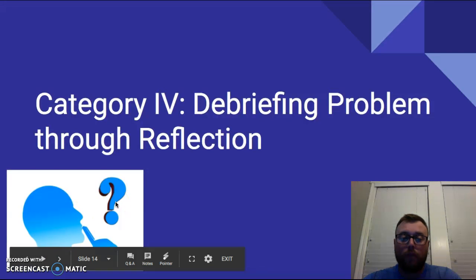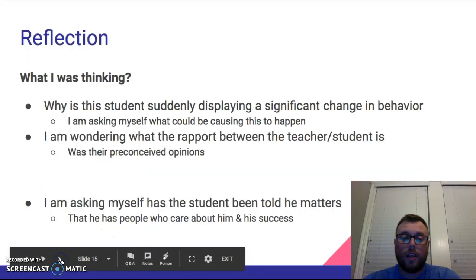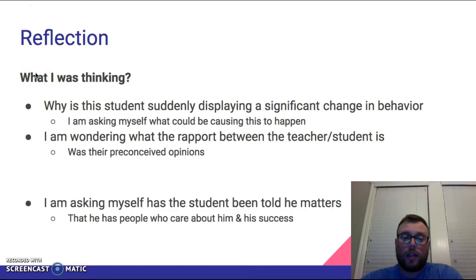Category 4, debriefing the problem through reflection. What I was thinking, as I'm looking through, was: why is the student suddenly displaying this significant change in behavior? I'm asking myself what could be causing this. As a dean of students dealing with discipline and behavioral issues all the time, that's always the first thing I go to. What's causing this?